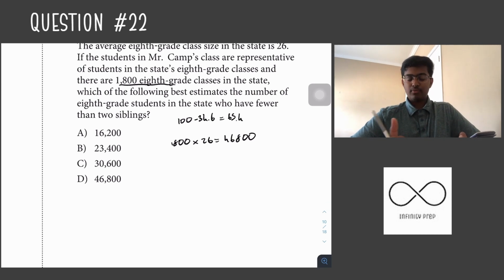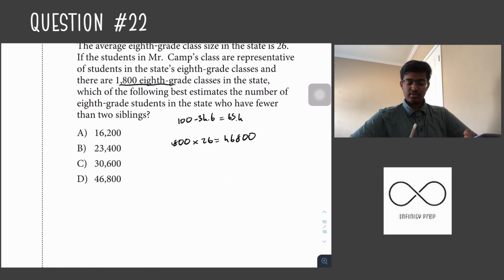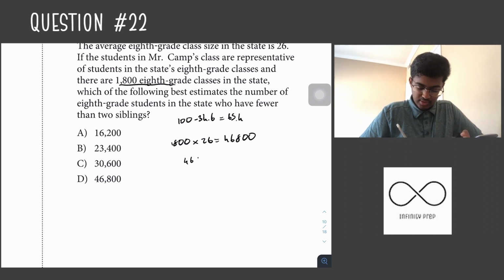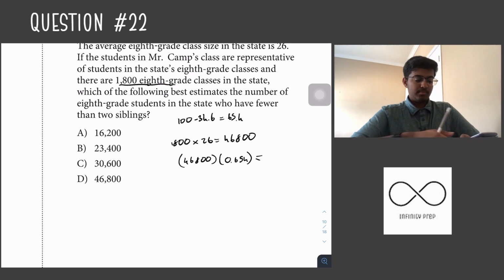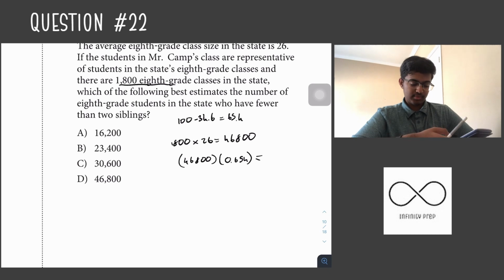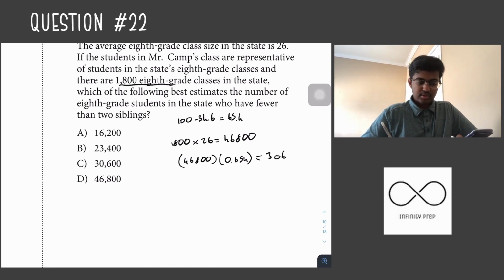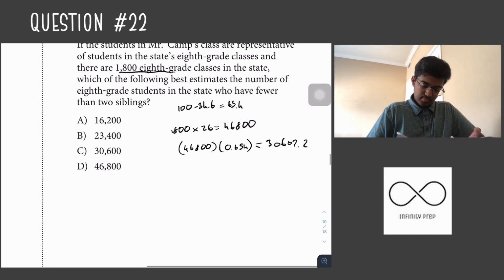Now 65.4% of these 46,800 students have fewer than 2 siblings. So what we need to do is multiply 46,800 by 0.654. And that will give us the number of students who have less than 2 siblings. And when we do that, we get 30,607.2. And that's answer C.